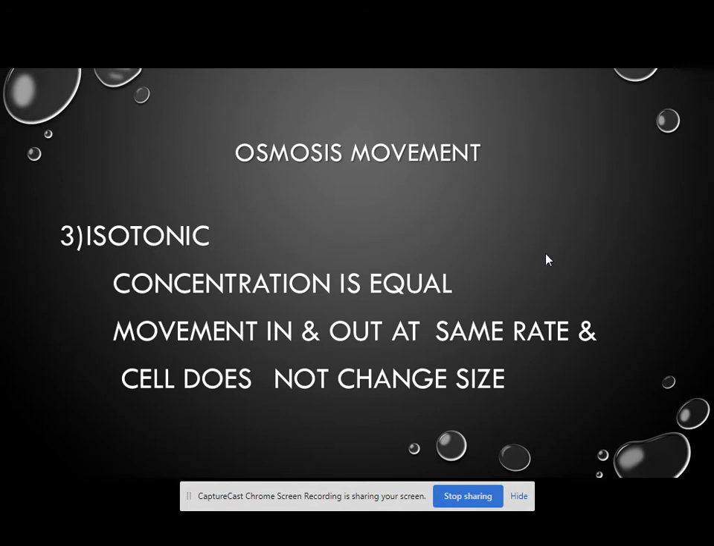The third type of motion is called isotonic, and the prefix iso means same. And this is where concentrations are equal on both sides of the cell. And so what you have is movement out of the cell equal to the movement inside the cell. So they're going at the same rate. And this cell will not change size at all.